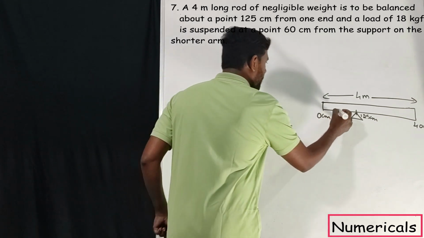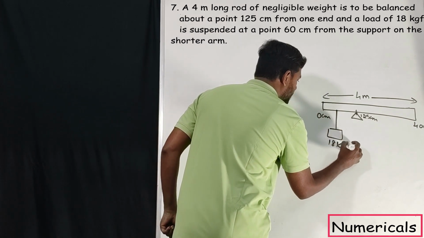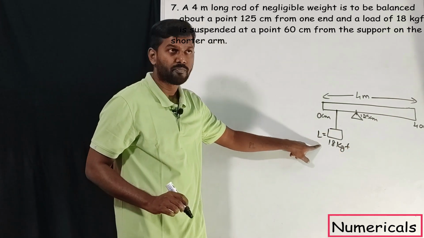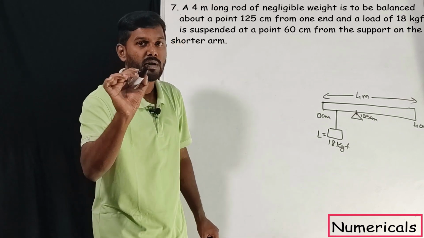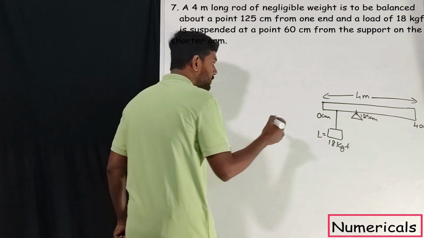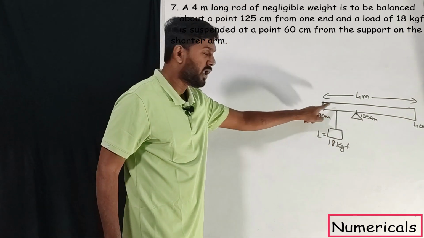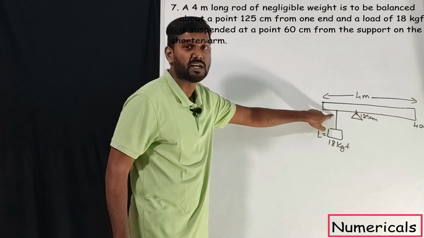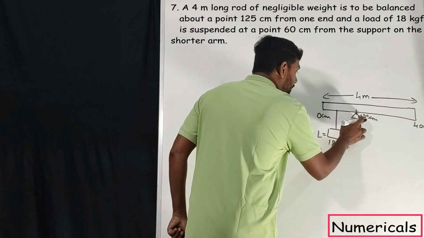Okay, one load is kept here somewhere. That is nothing but 18 kgf. This is nothing but load, correct? A load is suspended at 60 centimeter from the support. Very important word, 60 centimeter from the support. That means it is not placed at 60 centimeter. From 0 to 60, the load is not placed at 60 centimeter. The 60 centimeter is the distance from the fulcrum to the load.